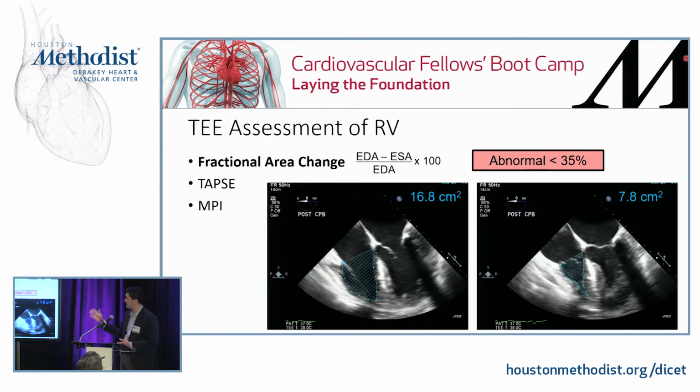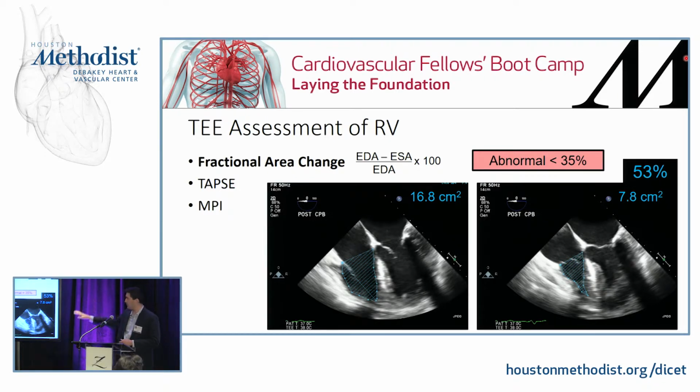So this would be an example of a normal fractional area change. Calculating the FAC here, we get 53%, so abnormal would be less than 35. I like this example because it's the same patient I showed you earlier who had acute RCA ischemia. Basically, we came off pump after a CABG AVR and things were looking great like they were here, and then the RCA graft kinked, and we didn't find out until a little bit later.